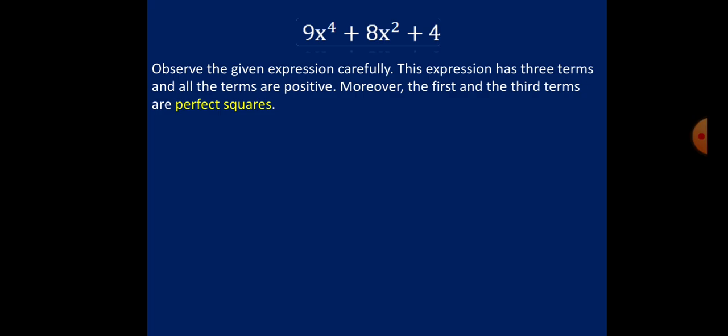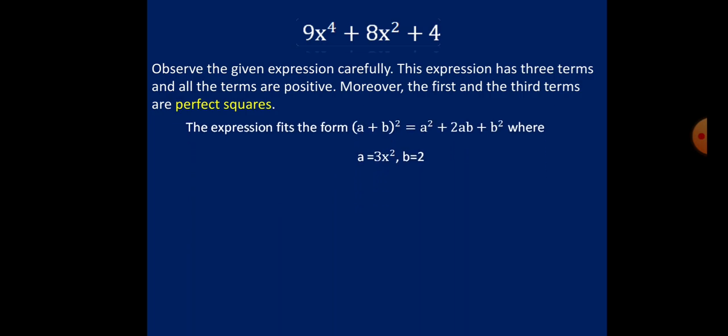Look at the first term and the last term carefully. The first term is 9x to the power 4. That means it is (3x squared) whole squared. That means it is a perfect square, and so is the last term, 4, or 2 squared. That means the problem fits into the identity a squared plus twice ab plus b squared, as the first and the last terms are perfect squares. Now let us solve this problem.